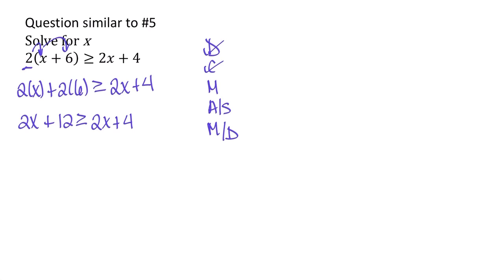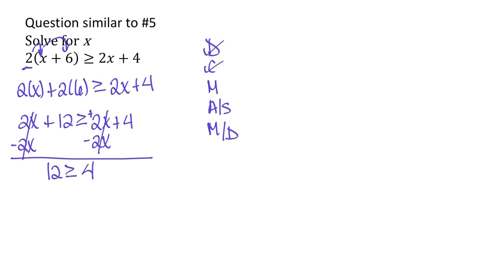So I distributed, I don't have like terms to combine, but I do need to move all my variables to one side. This 2x is a positive 2x, so I'm going to do the opposite, and I'm going to subtract 2x from both sides. So on the left side, 2x and minus 2x will cancel, and then we have 12 is greater than or equal to 2x and minus 2x once again cancel, and we have 4.